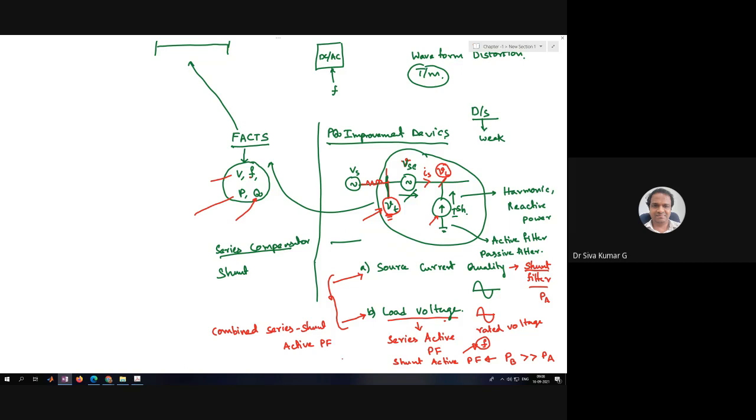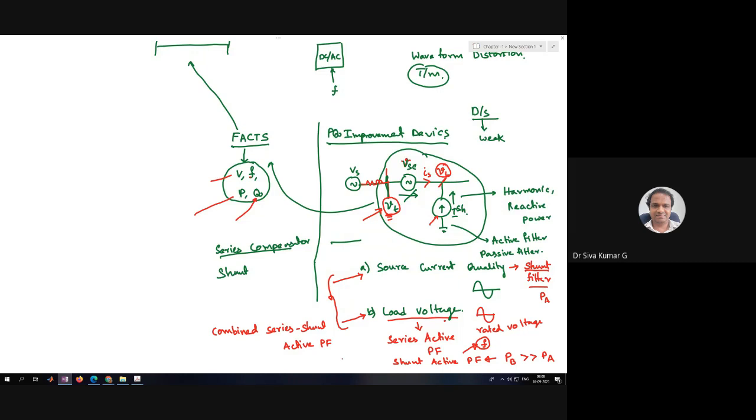There is not much difference in the power level circuit. Rating wise, FACTS devices are higher power rated than power quality improvement devices, and there is a difference in the frequency with which they are operated. Basically, they use a PWM scheme, and here also we can use the PWM scheme. There are not many differences there.